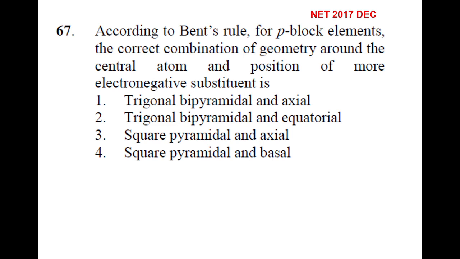According to Bent's rule, for p block elements, the correct combination of geometry around the central atom and position of more electronegative substituents are. So, in case of trigonal bipyramidal, 3 fluorine will be there on the axial position, where the higher electronegativity will be there. So option 1 is the correct answer. So the presence of fluorine atoms gives the dipole moment at the axial position.